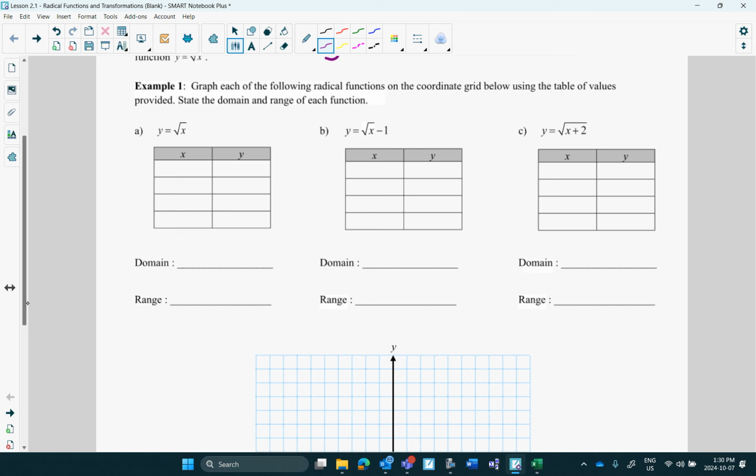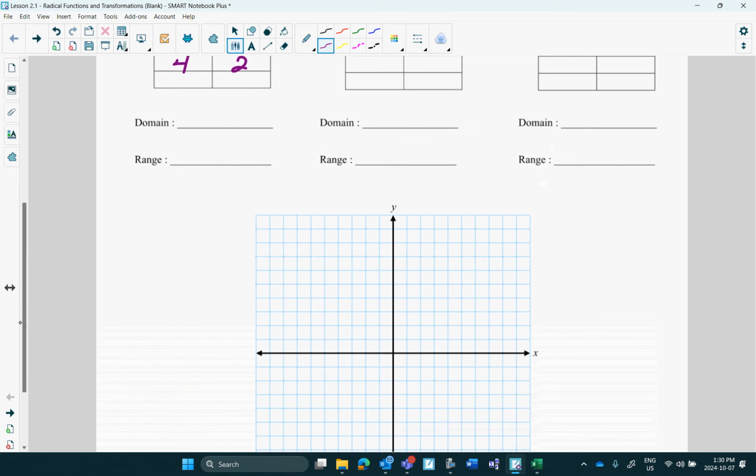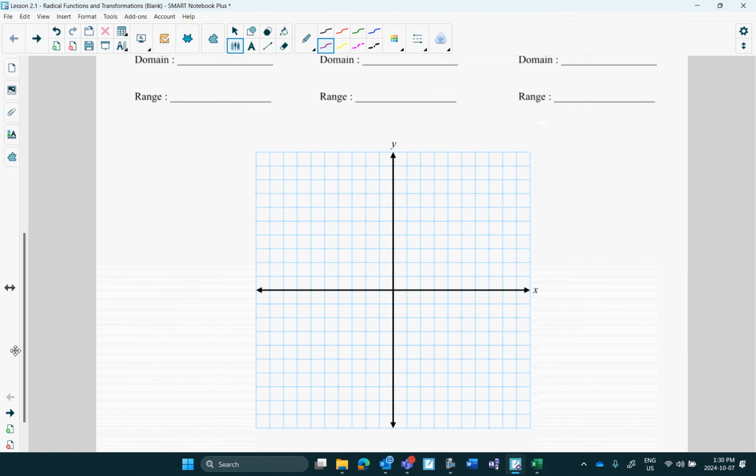So if x is 0, what's y? 0. If x is 1, what's y? 1. If x is 4, like you guys said, what's y? 2. That'll be enough for us. So if we plot those values, 0, 0, 1, 1, and 4, 2, and we could have gone 9, 3, but you can see the shape it's going to take.